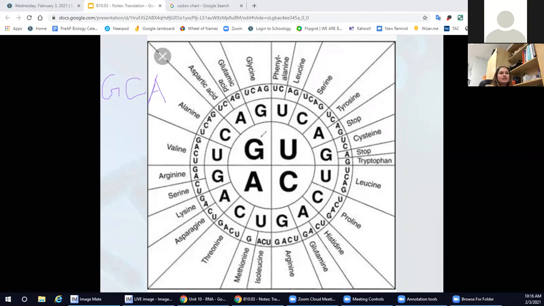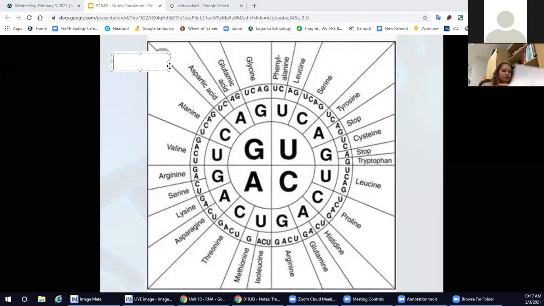Well, you're starting in the center, so you start with your first letter G. So that means all this crosses out. You don't even need that. Then your second letter C, so you're going to go to this section. You don't pay attention to any of this. And then your last letter is A. So A would tell you it's alanine. That's why I said I actually think this one's a lot easier to use. But we have to show you the other one because we have to.